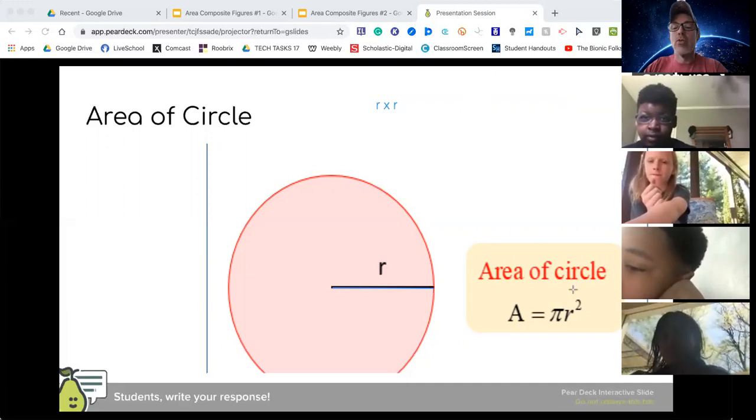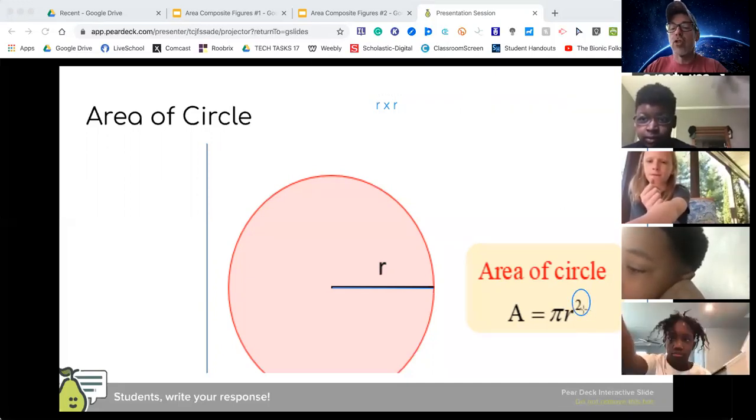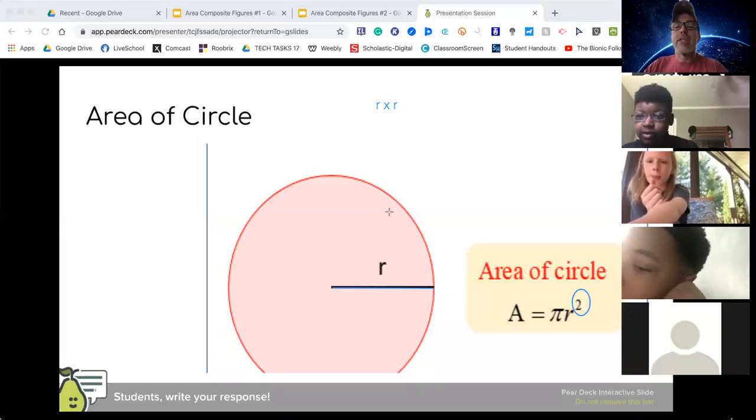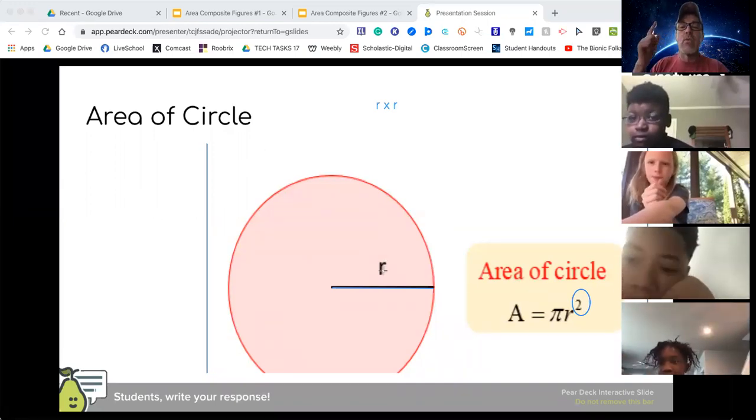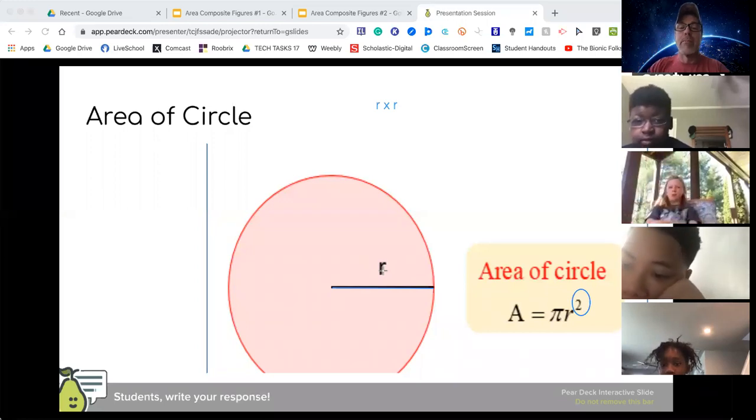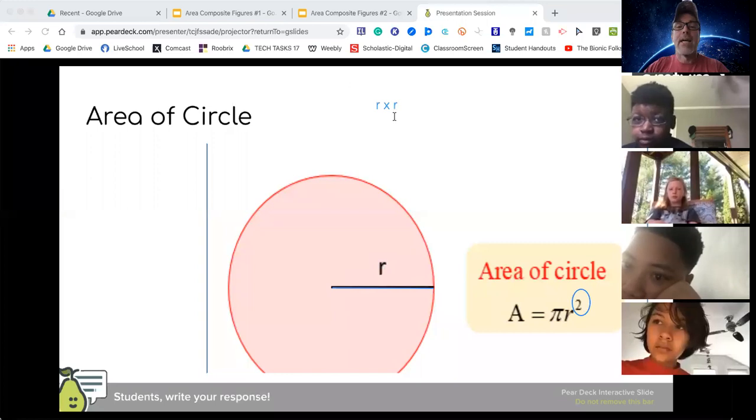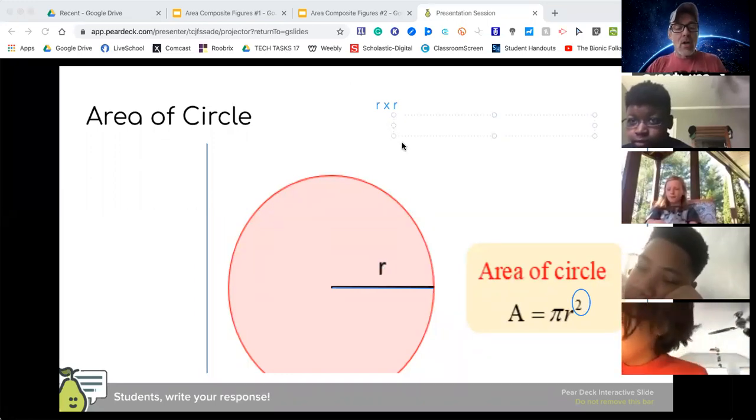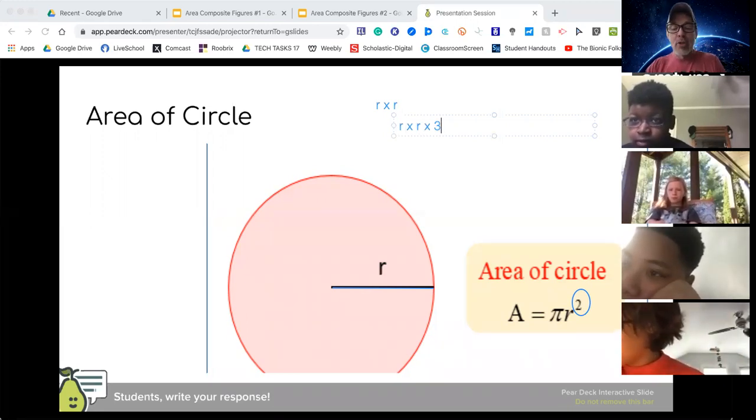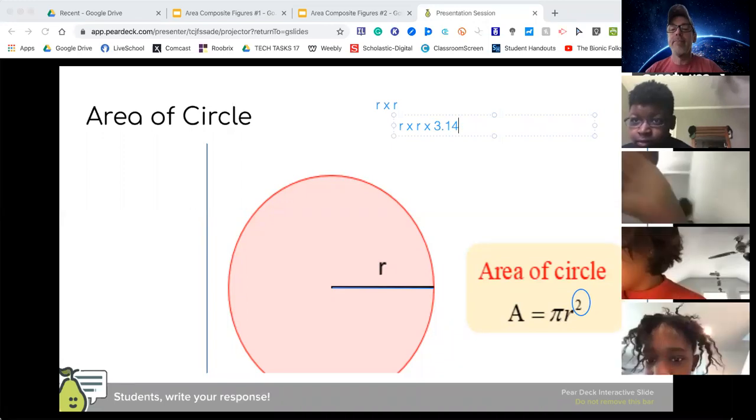Okay, see this little square symbol here? That's 5 to the second power. So when I'm getting the area of a circle, I have to do the radius to the second power, which means radius number times radius number. And then I multiply that times pi. So for this, it would be R times R, and then I would say times 3.14, right?